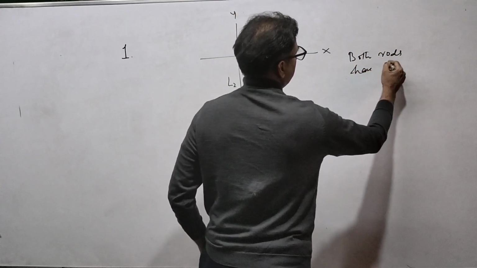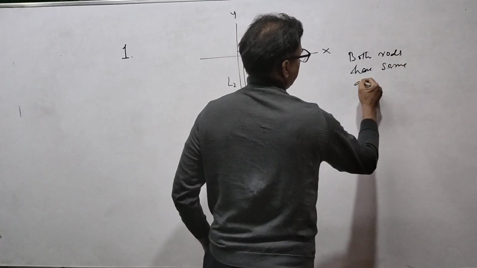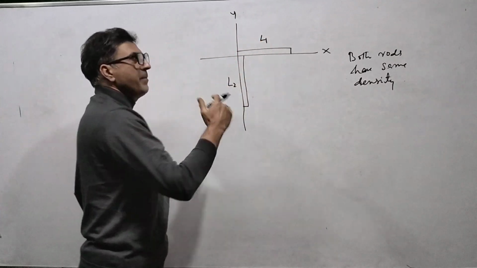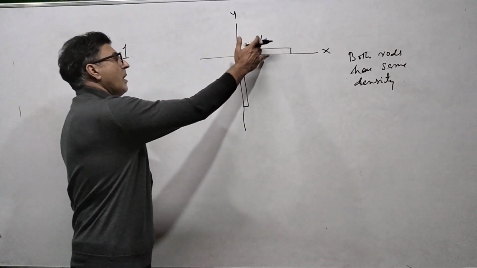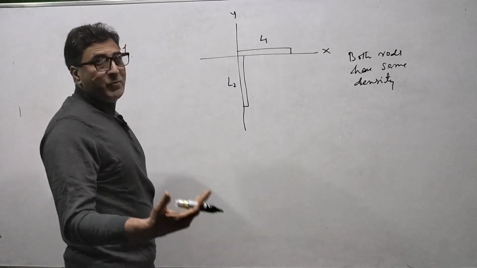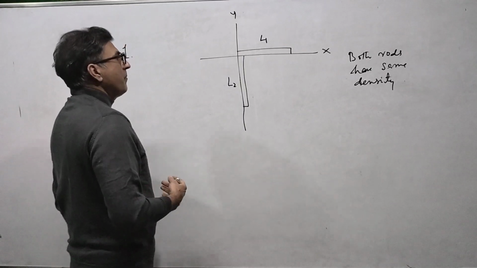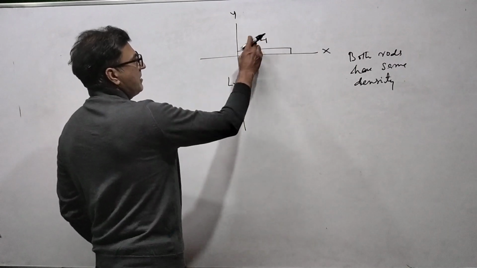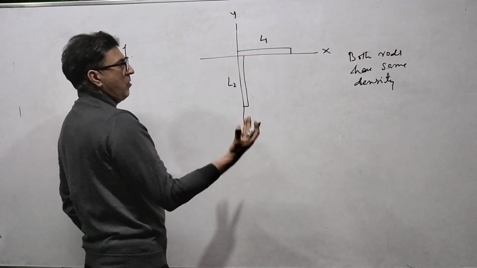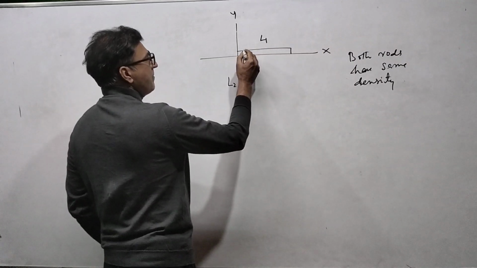I mean, they are of the same material. These may be two iron rods, two silver rods or aluminum. So we have to locate the center of mass of this system of two bodies. Bodies are rods.